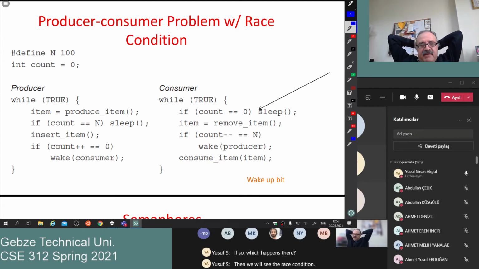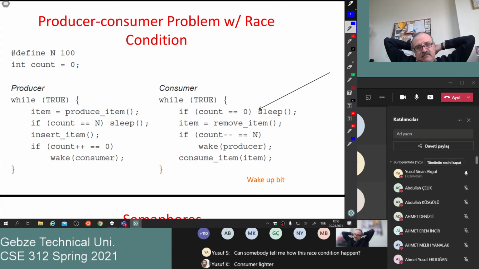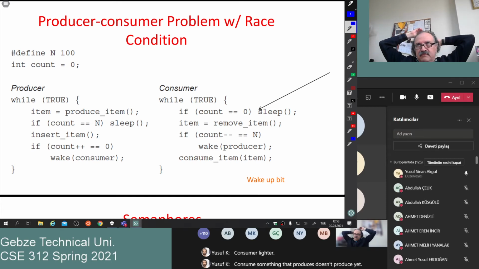Can somebody tell me how this race condition happened? Consumer tries to consume something that the producer doesn't produce yet. So how does that happen?